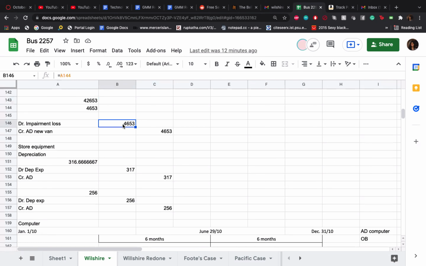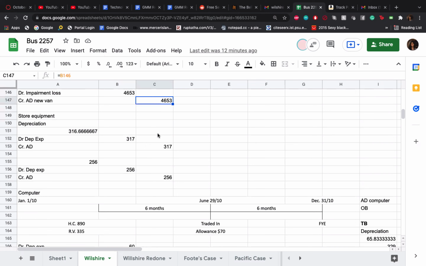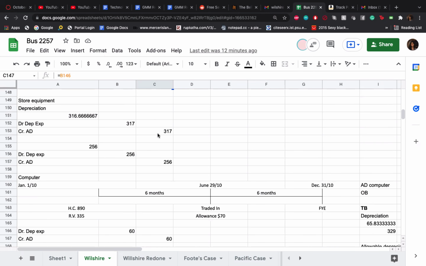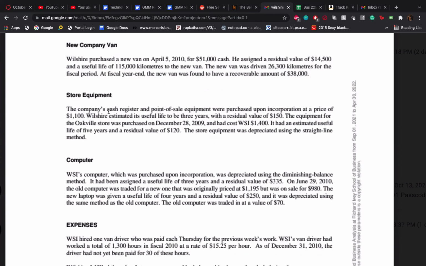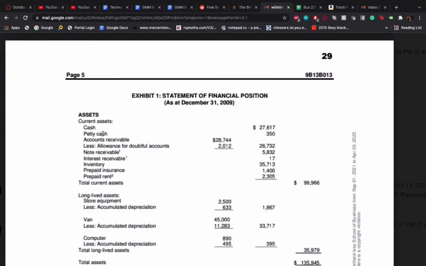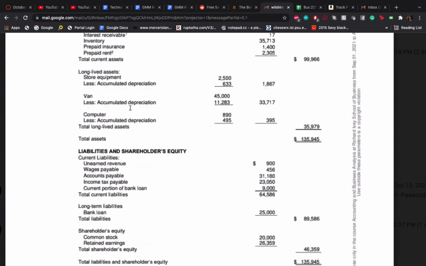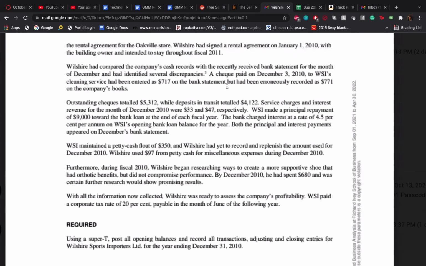So you debit your impairment loss and you credit AD for your new van, because once again, it's not depreciation. Okay. Next up, any questions about that? No. Perfect. Okay, the company purchased this upon incorporation, so we're going to go down and see if there's any AD on this. So store equipment AD, we have 633. We're going to put that in our opening balance for AD, so we have it there.